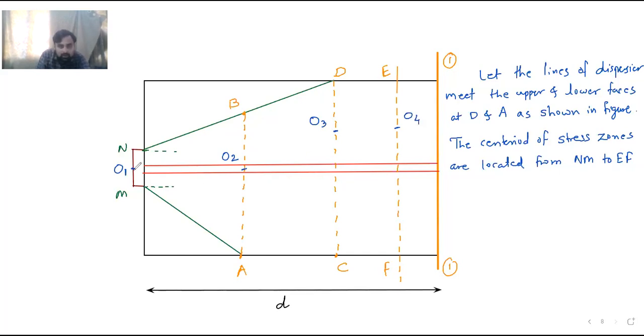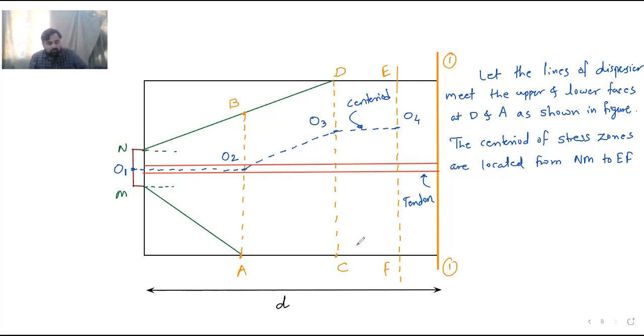And if I draw this centroidal line, then this centroidal line will also behave in the same manner like the dispersion of the compressive stresses. So this is the centroidal line. Okay. This is the centroidal line. So this is the centroid. This is the centroid. And this is nothing but tendon or cable.